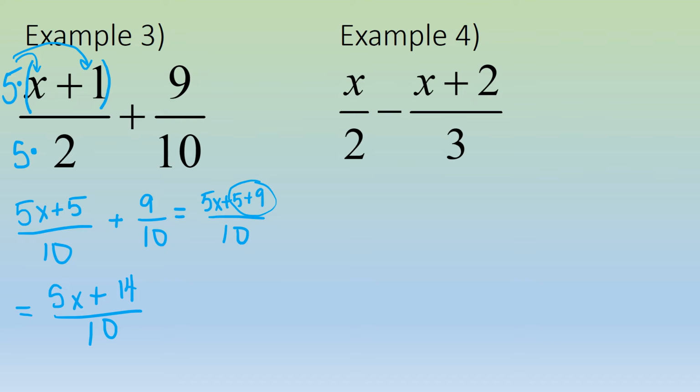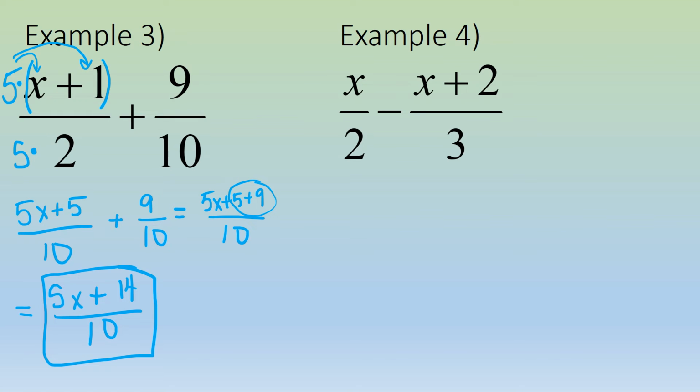Well, 5 and 14 in the numerator don't have any factors in common, so I know that I can't break that down any farther. And since we have an addition sign in the numerator, I don't have any factors, so I can't slash anything. I can't reduce 5 over 10 as 1/2, and I can't reduce 14 over 10 as 7/5, excuse me. So then that means 5x plus 14 all over 10 is my final answer.